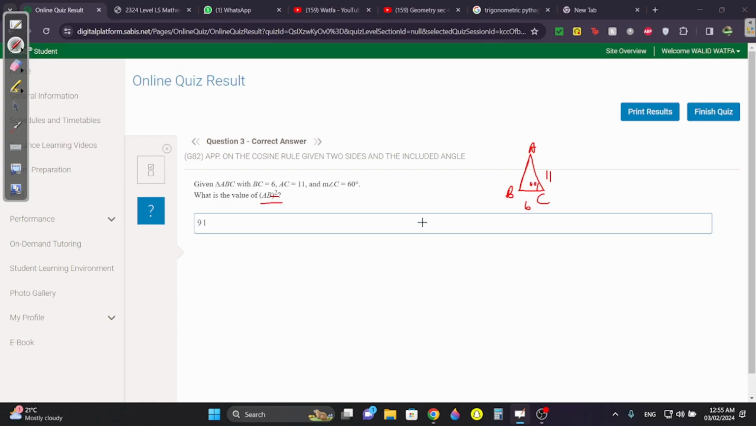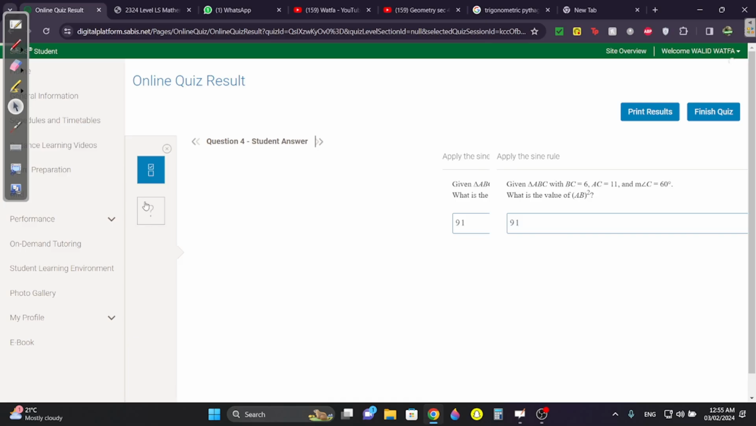If I use the cosine rule, since we have a squared, it will be AB squared equals the other two sides squared, so 11 squared plus 6 squared minus 2 times the other two sides times cosine of the angle, which in this case is 60. You're going to get AB squared equals 91. Okay. Question 4.